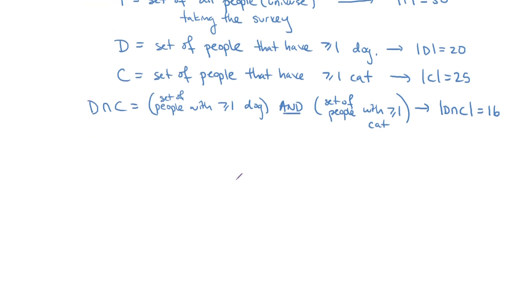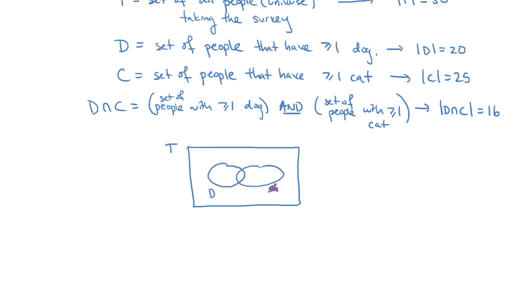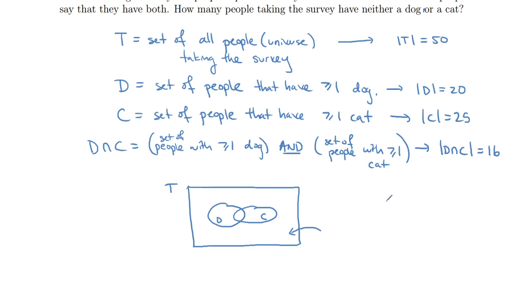Okay, well, if you draw a picture for the situation that we're in, similar to what we had before, you have the universe of people taking the survey, you have your dog people, you have your cat people, and then you have this intersection of the cat and dog people. So here's D, and here's C. And then outside of this would be the people that have neither a cat nor a dog. So we need to find how many people are in the red. Let me label it in red.